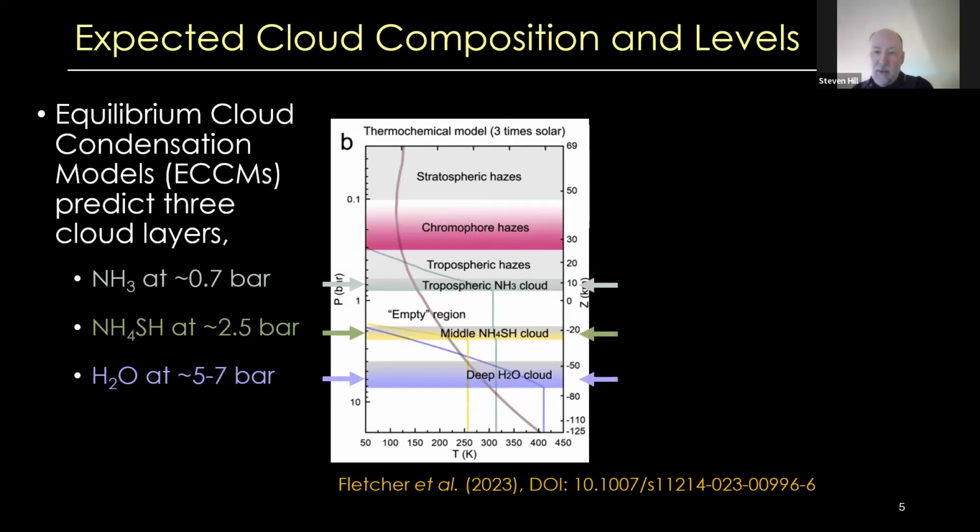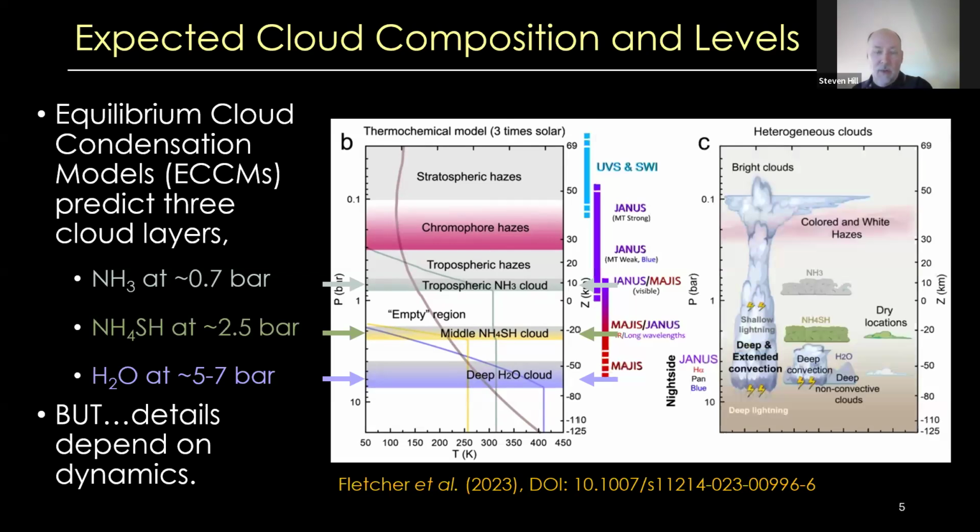The ECCMs, the models, are usually static or quasi-static 1D models, but real-world Jupiter is much more complex. The details of where the clouds are is affected very strongly by dynamics and the resulting transport. Here we see a cartoon that melds a lot of the current ideas about what the upper layers actually look like and how they're distinct in convective systems: deep and extended convection on the left-hand side of this figure, and then the standard cloud layers of water, ammonium hydrosulfide, and ammonia ice. And then on the right of that heterogeneous cloud figure, you've got the dry locations that show maybe still some condensates or aerosols, but much thinner.